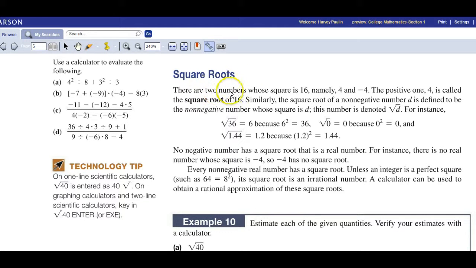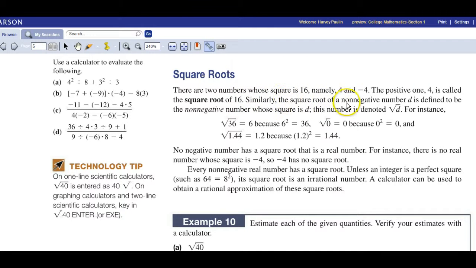Now there are two numbers whose square is 16. Namely 4, if you square it, is 16. And then parentheses around the negative 4. Negative 4 times negative 4 is also 16. The positive one, 4, is called the square root of 16.